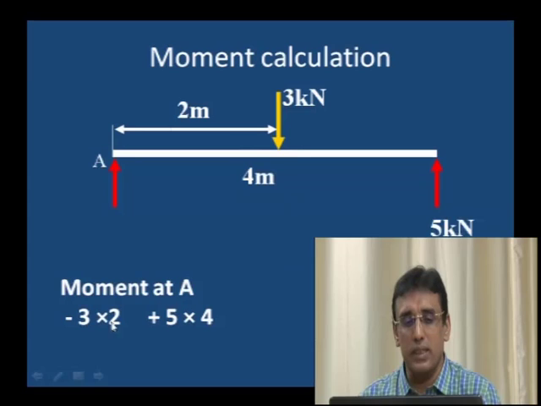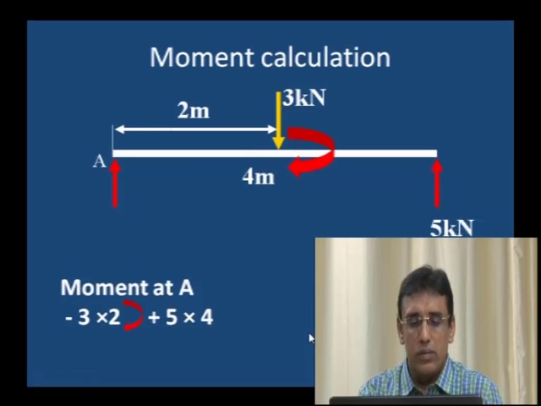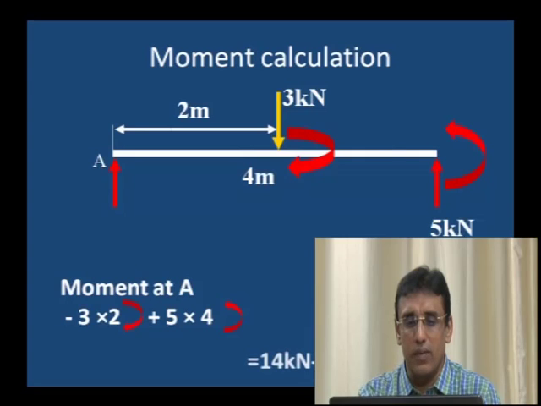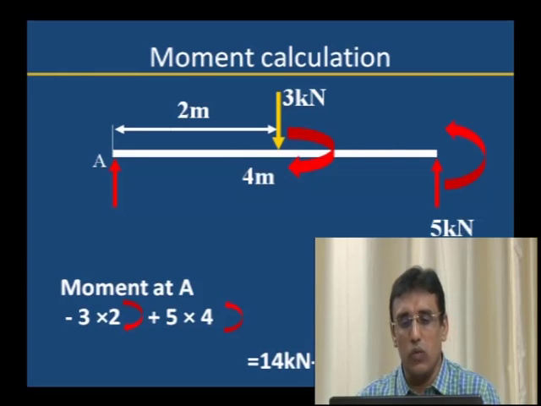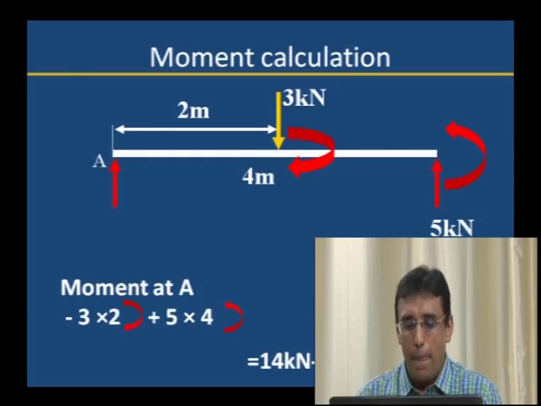One moment is taken as negative and the other moment is taken as positive. Clockwise moment is considered negative, and anti-clockwise moment is considered positive. So, minus 3 into 2 plus 5 into 4. See, one is clockwise and one is anti-clockwise. The total moment is 14 kilonewton meter.